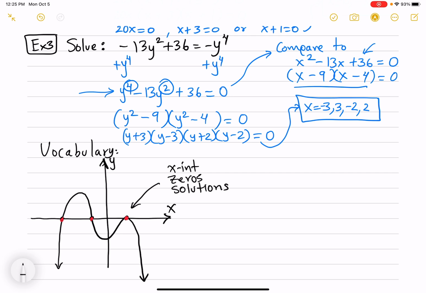To an equation, we're going to see that in a few minutes. And we also call them roots. So if somebody asks you to find the x-intercepts, the zeros, the solutions, or the roots, they're all asking for the same thing. Okay, so just keep these vocabulary words in mind. All of these x-intercepts get 4 different names.